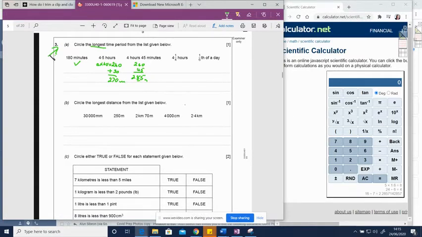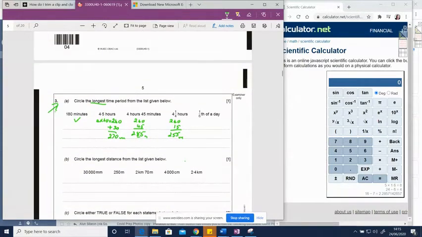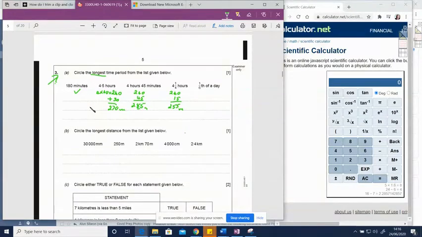4 1/4 hours is 240 minutes. A quarter of an hour is 15 minutes. So that's 255 minutes. A sixth of a day I think is 4 hours, which is 24 hours divided by 6. So it's 4 hours, which is of course 240 minutes. Now, if we look at all our minutes, we can easily see that 285 is the longest time period. So I'll just simply circle that one.